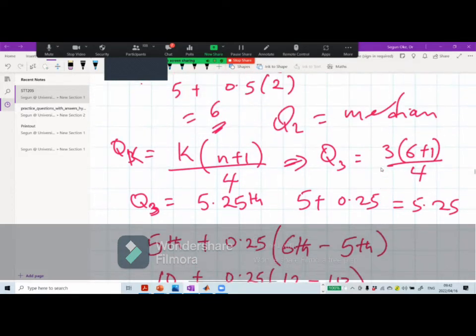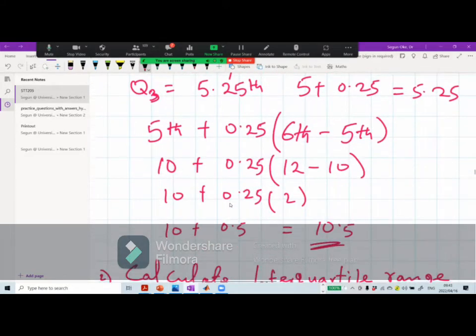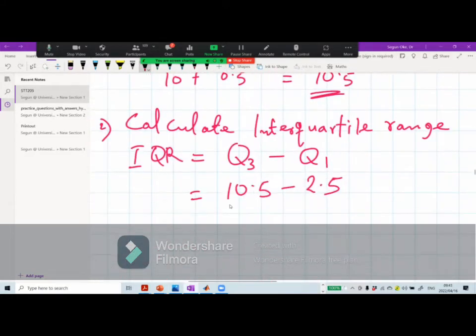Sir, concerning the Q3, in the formula we represent Q1 with k as 1, and Q2 as 2. But here in Q3 we represent it as 5. Why do we represent Q3 as 5? No, look up. Q3 is represented by 3. Look at the 3. So we are not representing it as 5, it's because we have 3 there. Please don't mix it up.